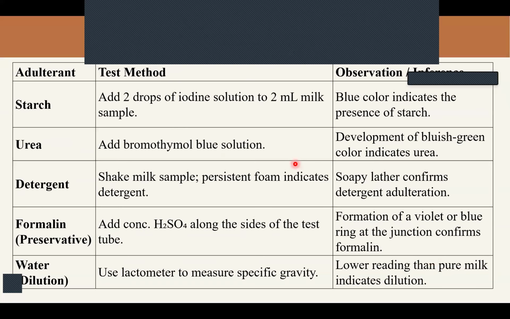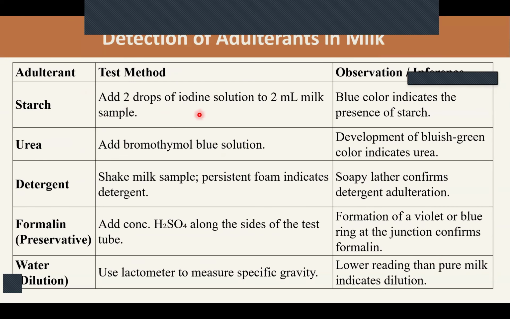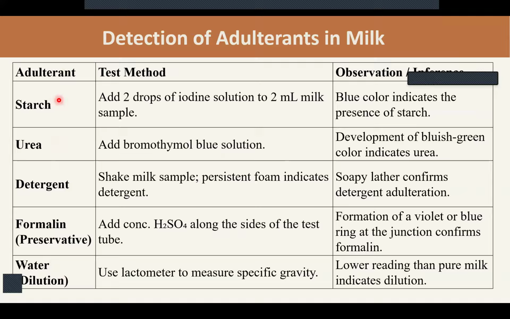First, we are going to see the adulterants in milk. We have starch, urea, detergents, formalin, as well as water as adulterants in milk. Starch can be identified by adding iodine. If the milk contains starch, it will turn blue. Urea can be identified by adding bromothymol blue. The development of a bluish green color indicates the presence of urea. Detergents can be identified by shaking the milk sample. If there is a soapy lather, it indicates the presence of detergents.